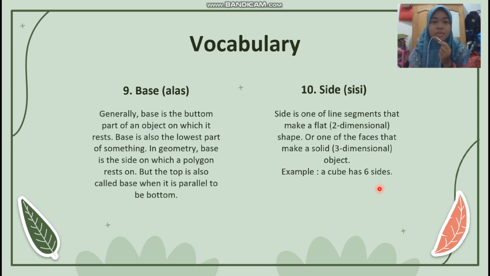Generally, base is the bottom part of an object on which it rests. Base is also the lowest part of something. In geometry, base is the side on which a polygon rests, but the top is also called base when it is parallel to the bottom. And the last is side, which means sisi. Side is one of the line segments that make a flat two-dimensional shape, or one of the faces that make a solid three-dimensional object. Example, a cube has six sides.